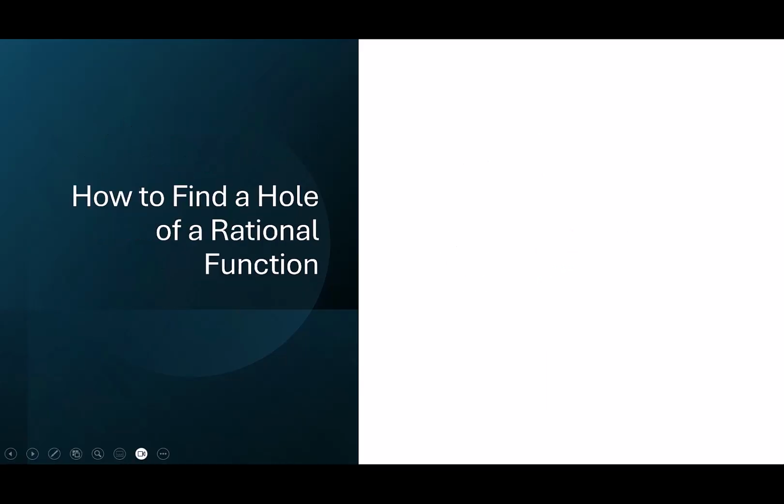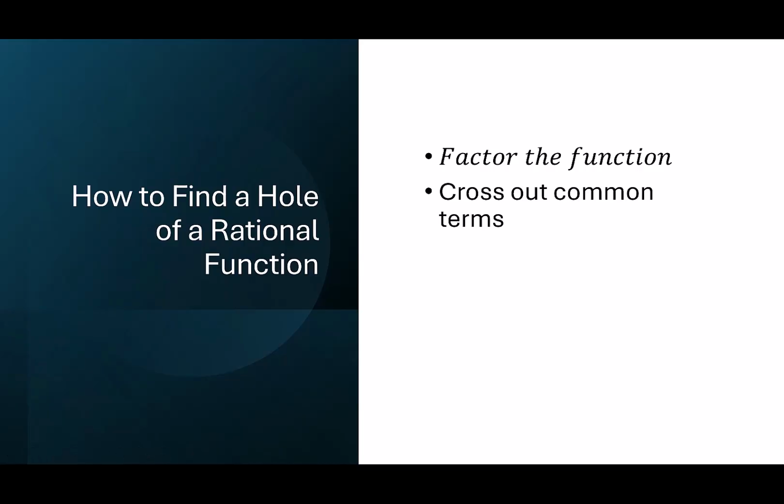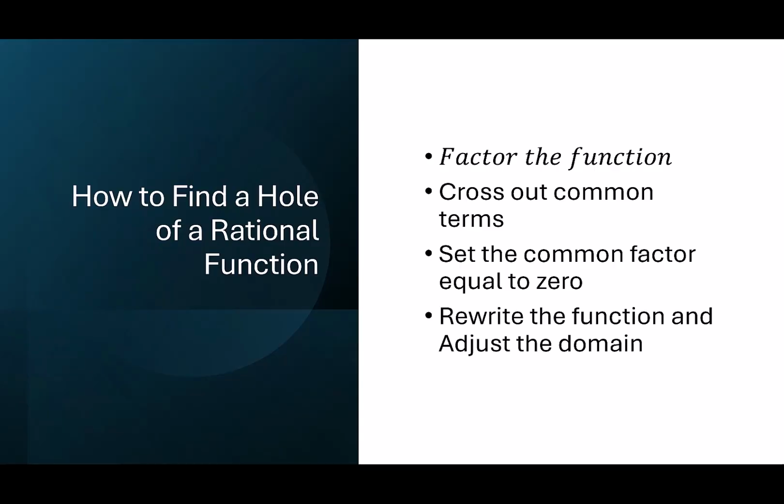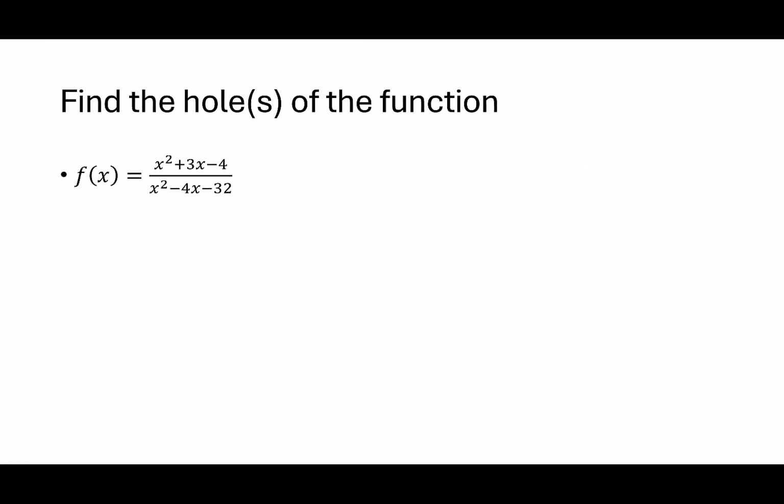So to find a hole of a rational function, we want to start by factoring the function. From there, you can cross out the common terms, but you also want to take that common factor and set it equal to 0 to find the hole. After that, you can rewrite the function and adjust the domain. Let's look at another example.